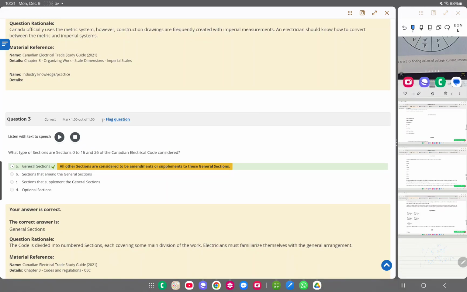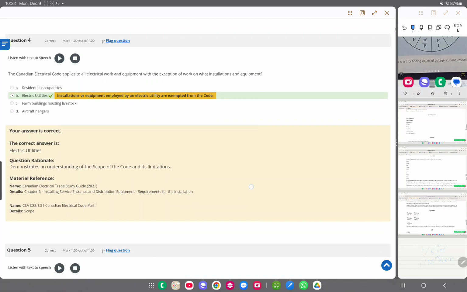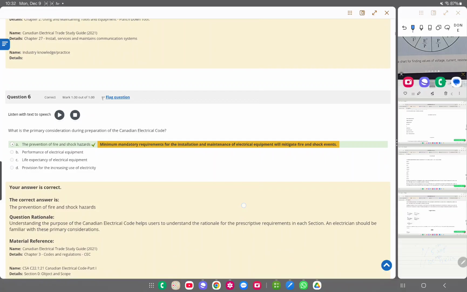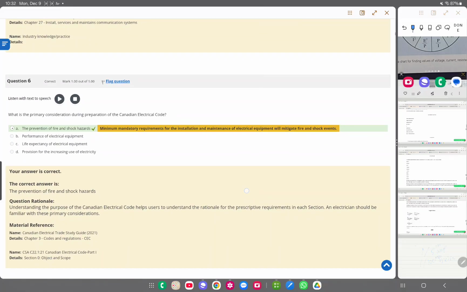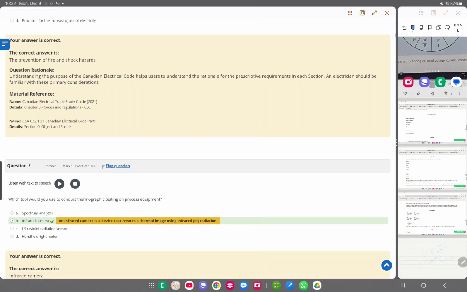What type of sections are sections 0 to 16 and 26 of the Canadian Electrical Code considered? General sections. The Canadian Electrical Code applies to all electrical work and equipment with the exception of work on what installations of equipment? Electrical utilities. What does a punch down tool do? Terminating communication conductors. It terminates and removes excess conductor. What is the primary consideration during preparation of the electrical code? It's shock and fire prevention.